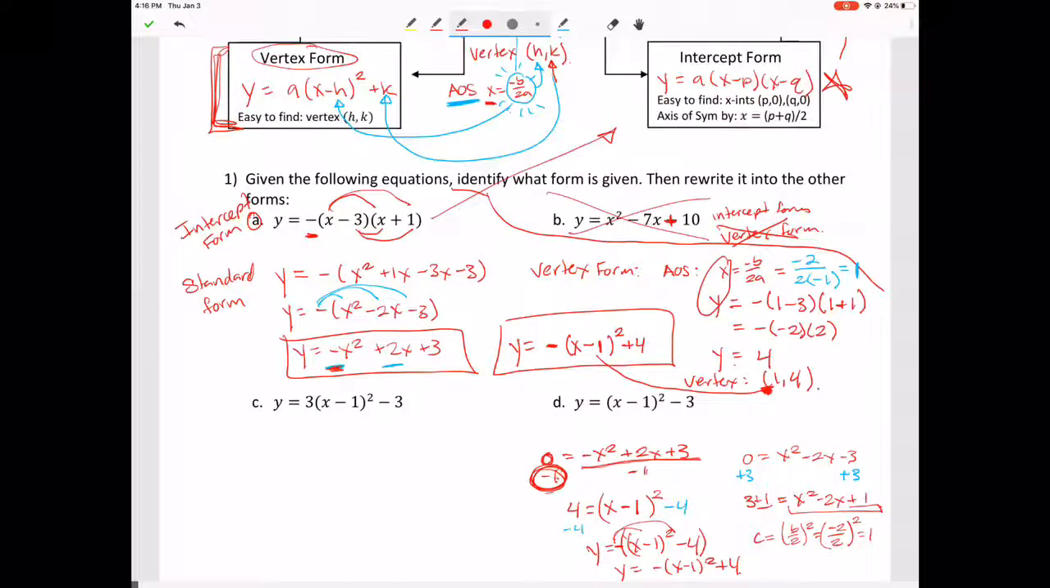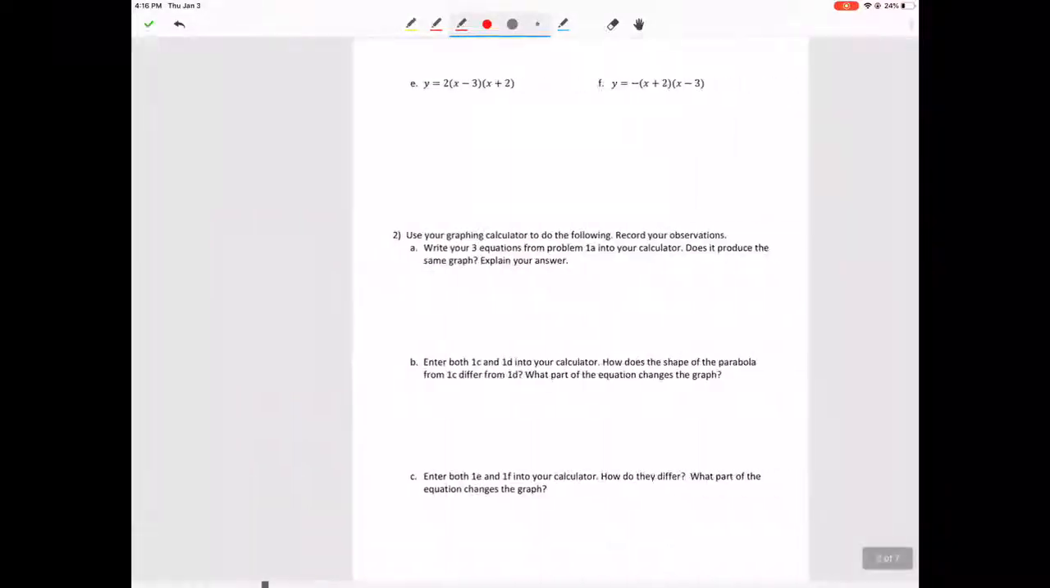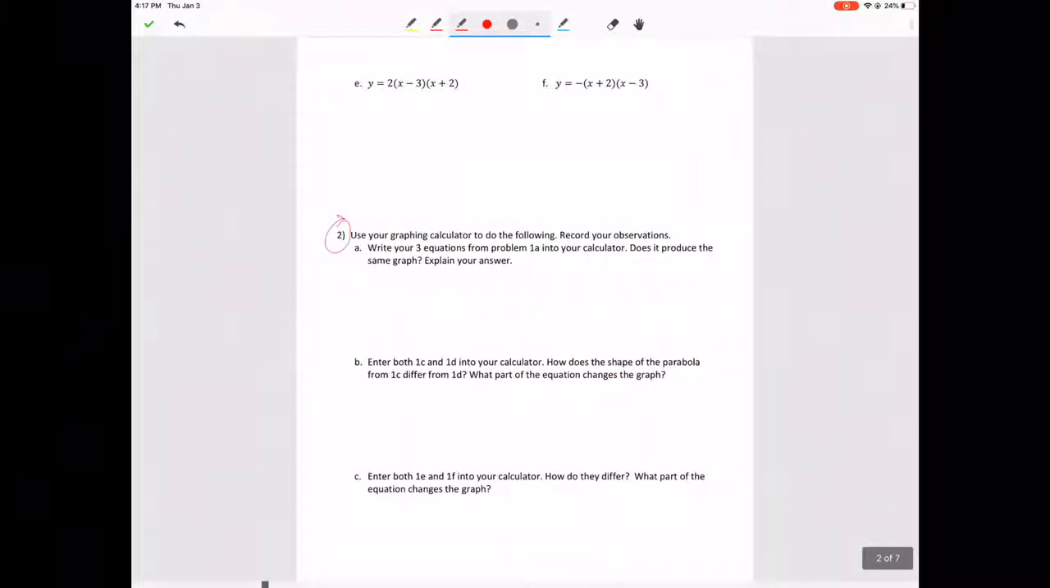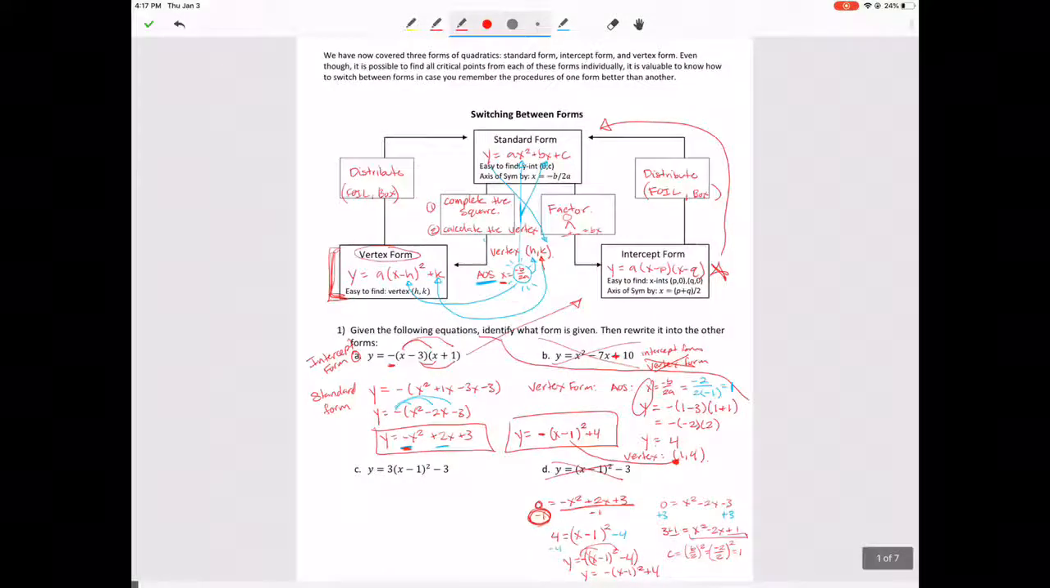All right, so let's go and do C. We also didn't do D in class, but B we don't really need to use. But if you want to do number 2, A, B, and C, you don't need to solve those, but you'll need to plug them into your calculator.